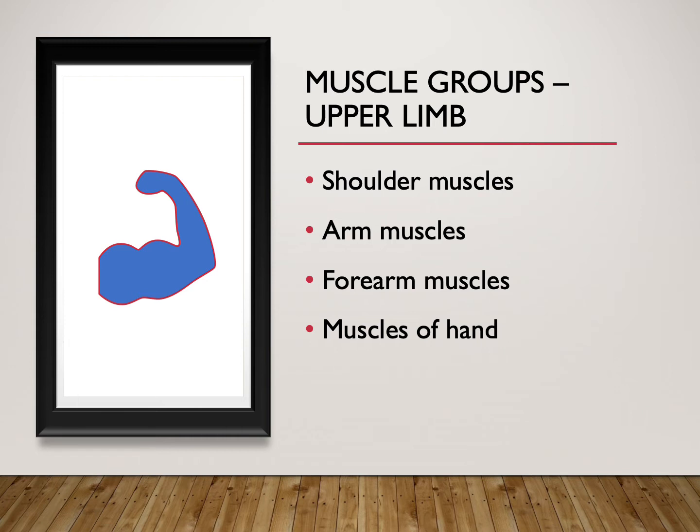Let us learn about the various muscle groups now. Looking into the muscles of upper limb, you have shoulder muscles, which include deltoid, your chest muscles, pectoral muscles, rotator muscles, etc. And the arm muscles, that is your biceps and triceps, the forearm muscles and muscles of the hand.